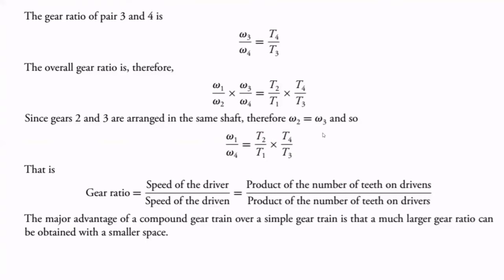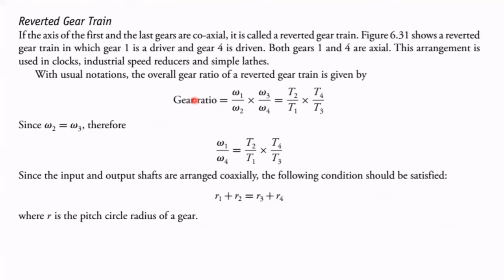We can adjust the gear ratio by changing the teeth on the intermediate gears. The main advantage of the compound gear train is that we can get more gear ratio by changing the gear wheels of the intermediate shaft. Such an arrangement is called a compound gear train. We get more advantage than a simple gear train. Next one is the reverted gear train. This is the third type of gear train.